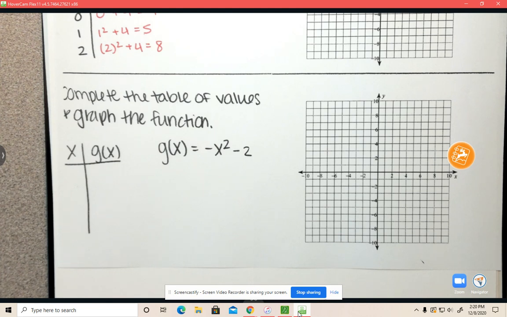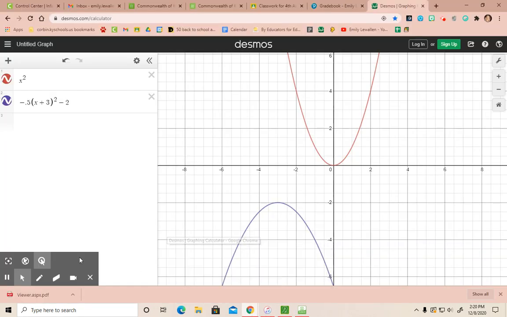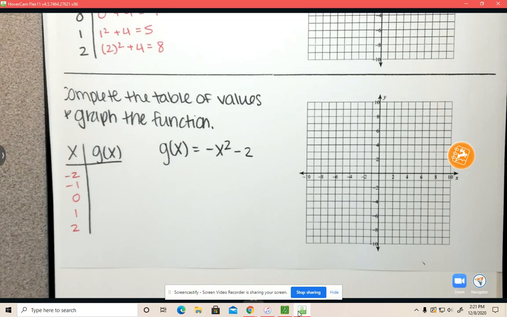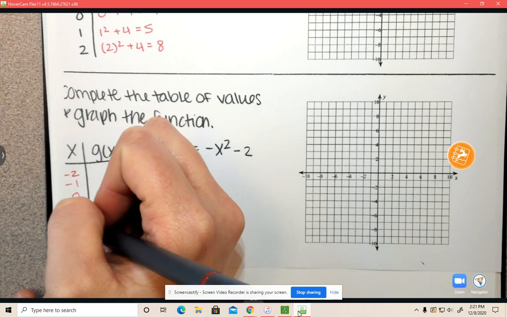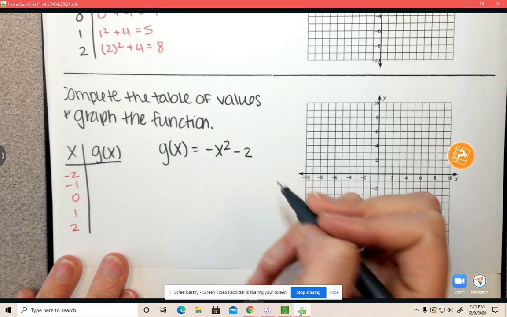And I think that I just forgot to put the values in here. I think that it gives you those, but let me double check and make sure you don't have to come up with your own. Okay, I was correct. You don't have to come up with your own. It gives you the values.